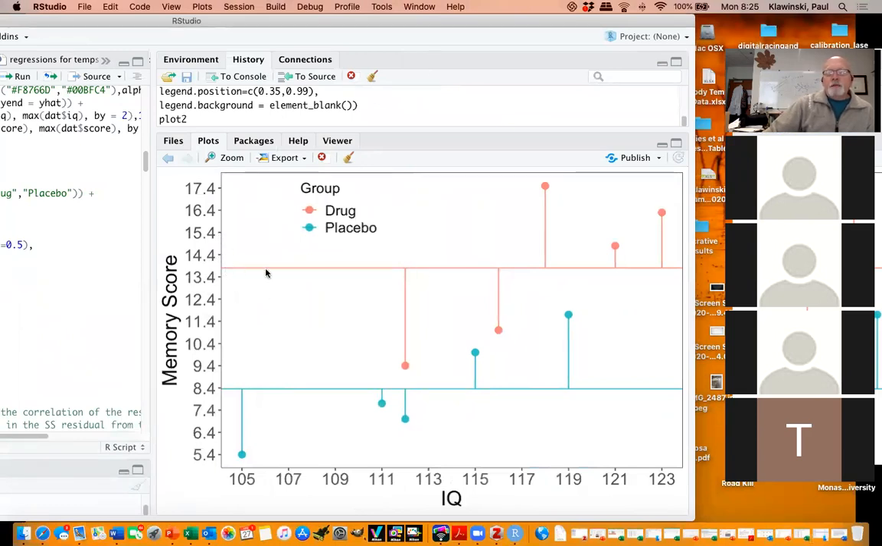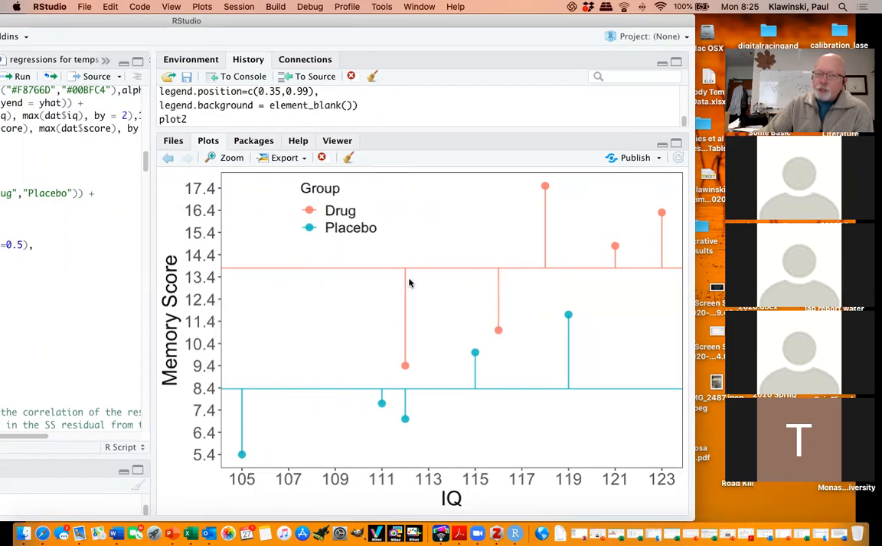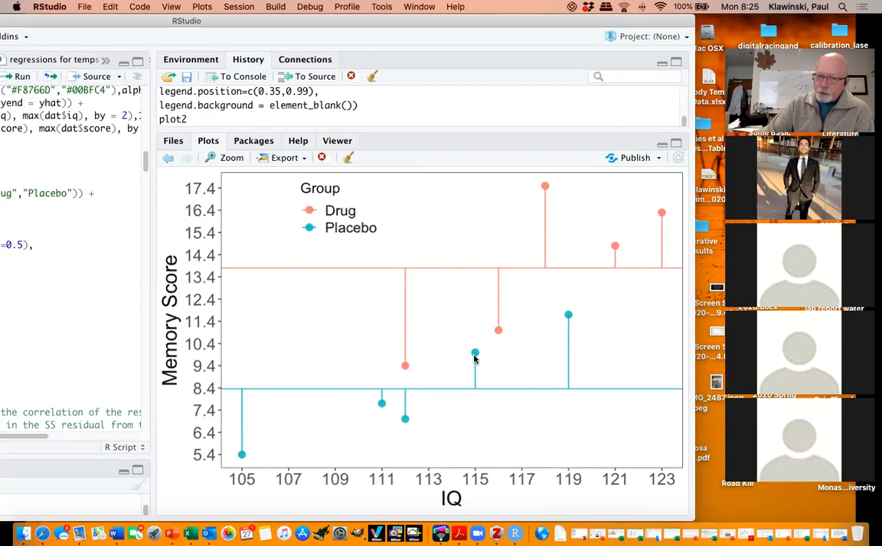So here you have the average value for the drug group. Here you have the average value for the placebo group. But one of the things that you notice about this is that for some values, the residuals are quite high. And that's why the sum squared residual value is so high, because by just doing an analysis of variance, you're ignoring variation due to the regression between memory score and IQ. When you ignore that, variation appears in the residual portion of the analysis of variance.